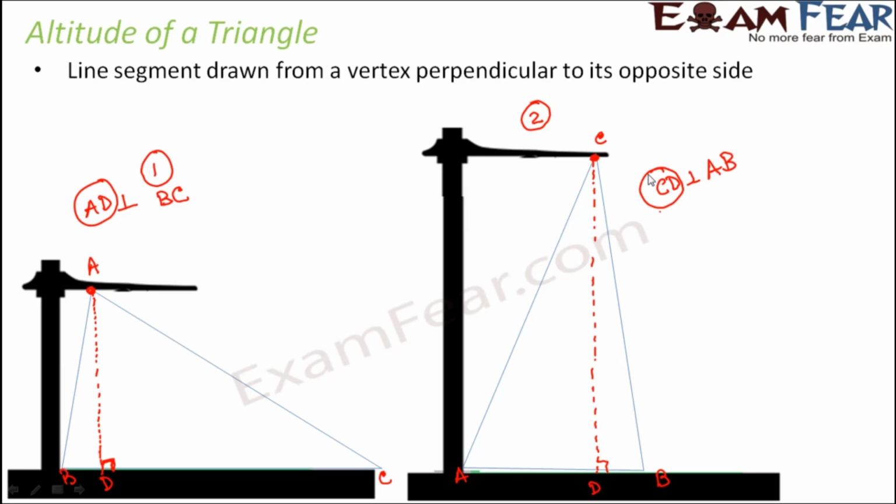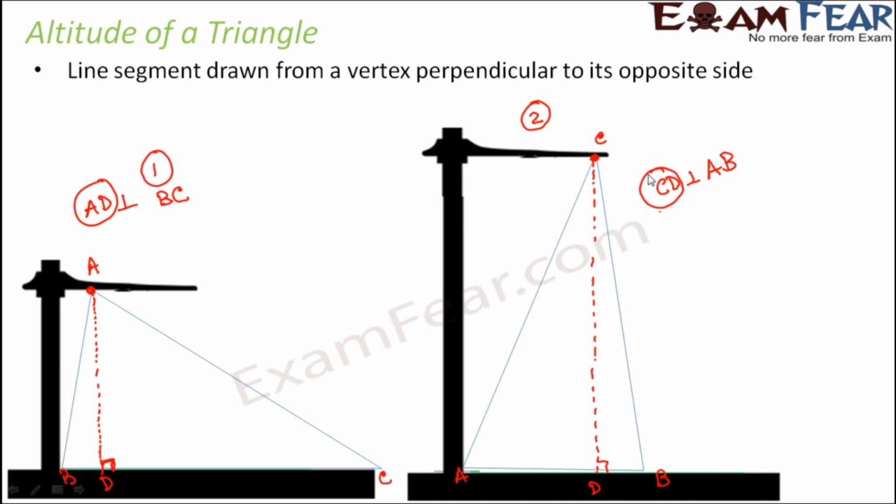Now, you might ask, if we have one triangle, how many altitudes are possible? Again, altitudes are line segments which are drawn from a vertex. So how many vertices does a triangle have? A triangle has three vertices. That means we can draw three such line segments perpendicular to their respective opposite sides. Therefore, a total of three altitudes are possible for a particular triangle.